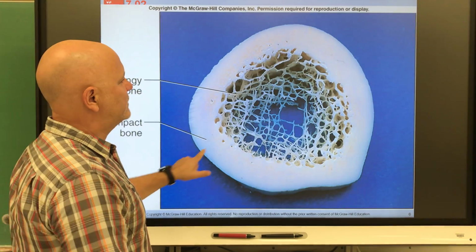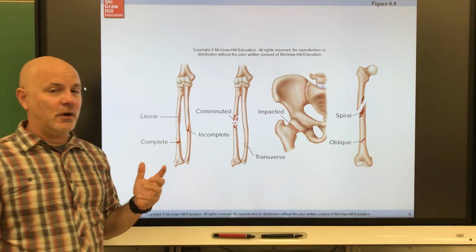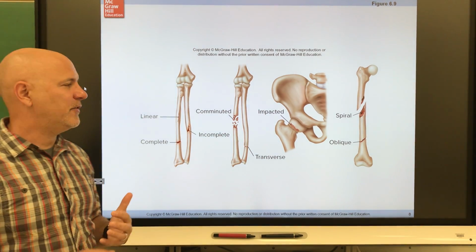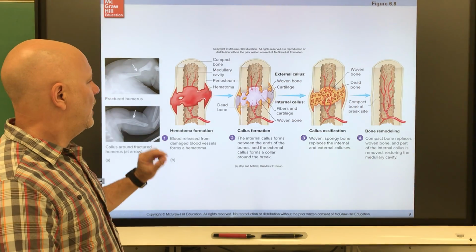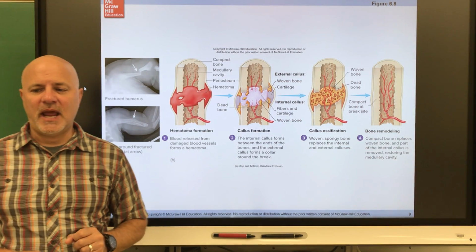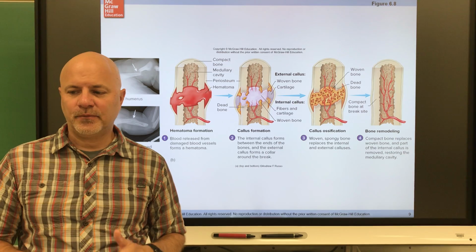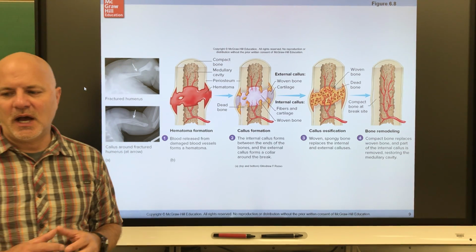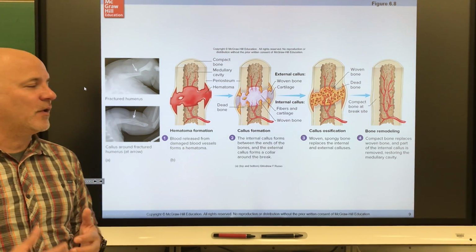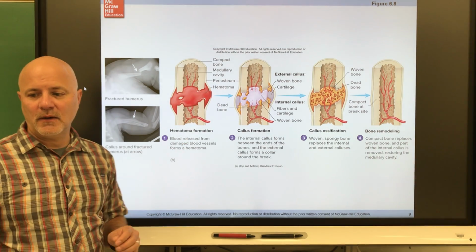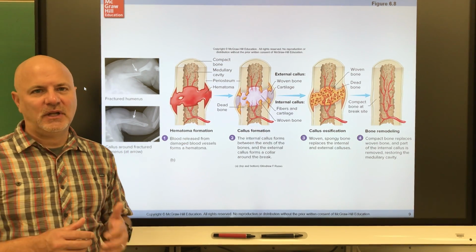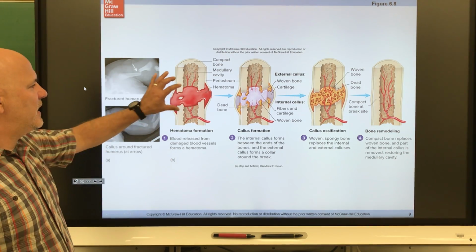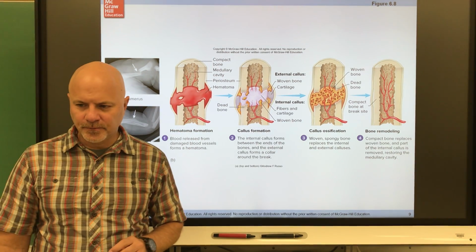All right, well, let's look at what happens if you were to break a bone. So this is after a fracture or a break. So the first thing that's going to happen is hematoma formation. So here, blood escapes from these ruptured blood vessels, what we see here, and this forms a hematoma. And so that's a mass of clotted blood. This area is inflamed and swollen.